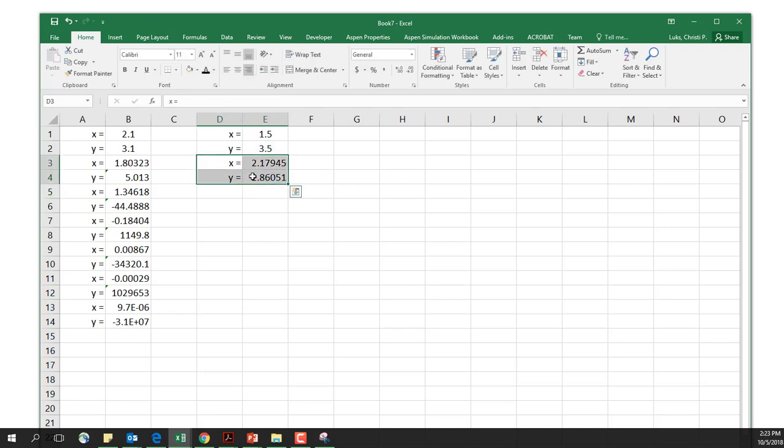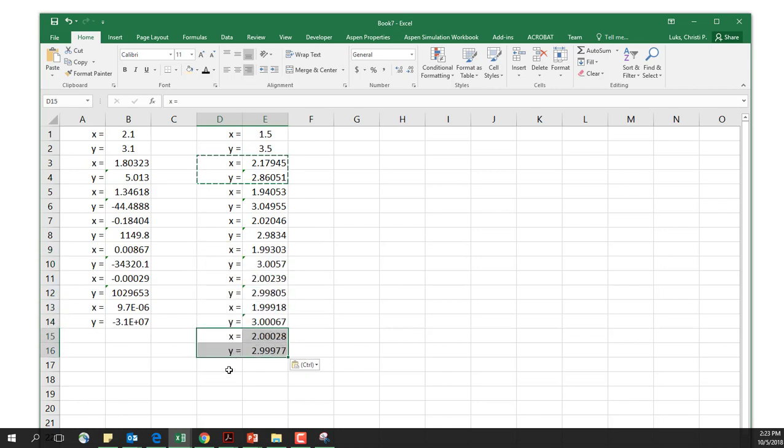This seemed to get closer to what we know is the correct answer. If I look at copying this, you'll see that we get pretty close to the correct answer, and it doesn't take too many iterations. Okay? So we've seen this where it diverged, and we've seen it where it converged.